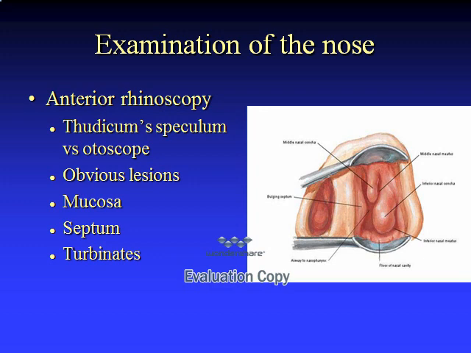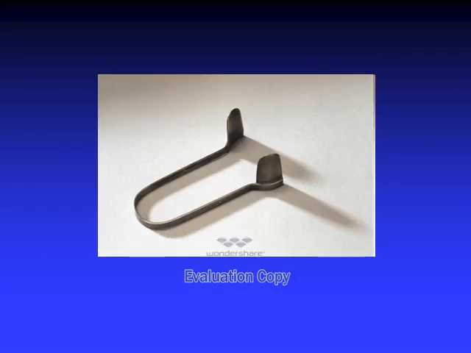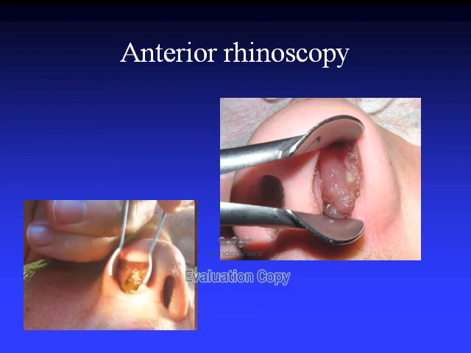So, what are the structures that can be seen by anterior rhinoscopy? We can assess the anterior part of the nasal septum, the anterior part of the middle and inferior turbinates, and the anterior part of the nasal cavity for any polyps, masses or discharge. This is the nasal speculum, which is used in anterior rhinoscopy.